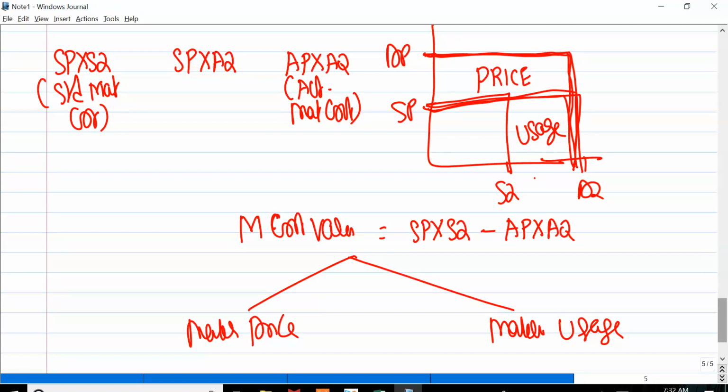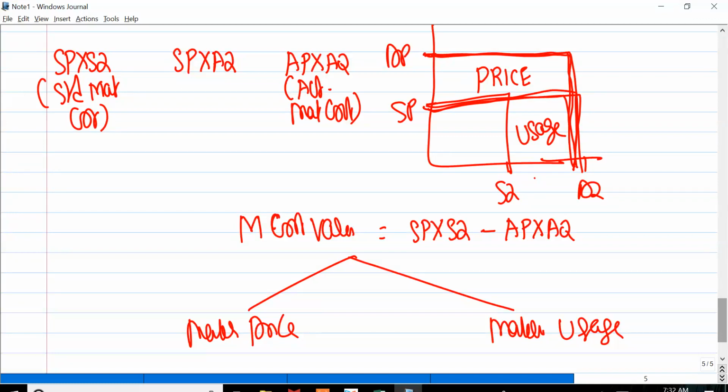In those scenarios, we need to be careful about AQ. In a hurry, you will end up writing actual quantity purchased as AQ. It is actual quantity consumed.